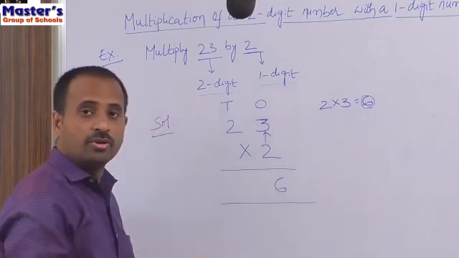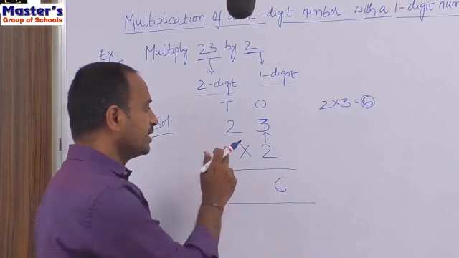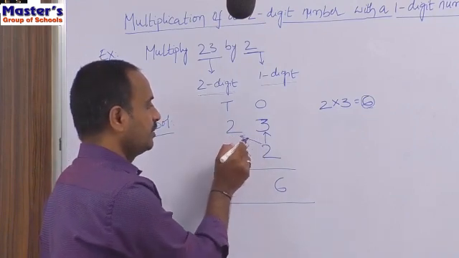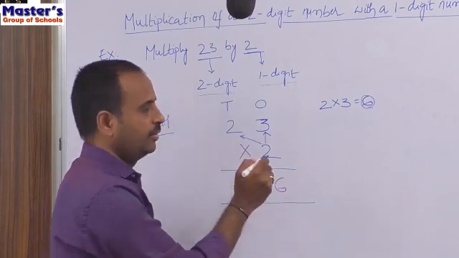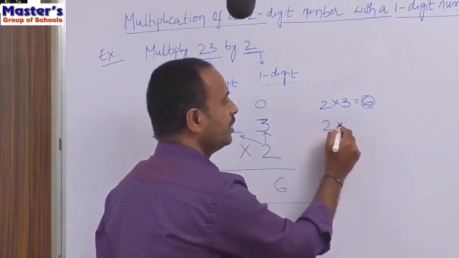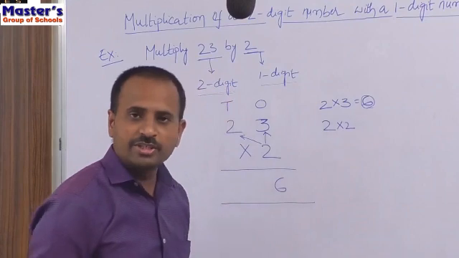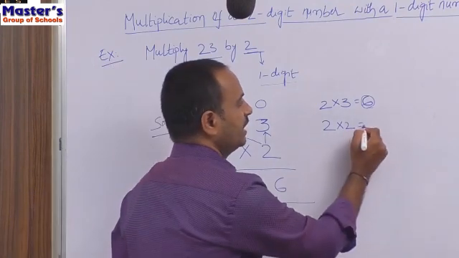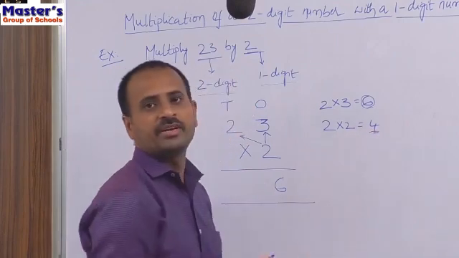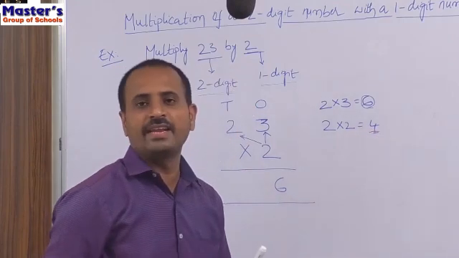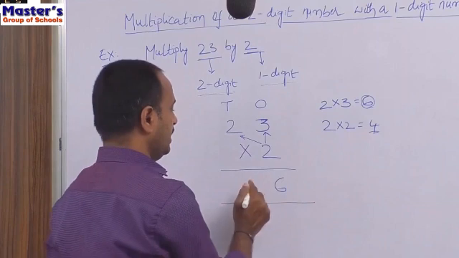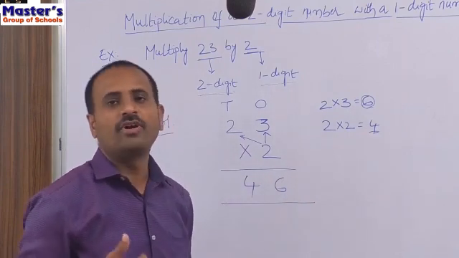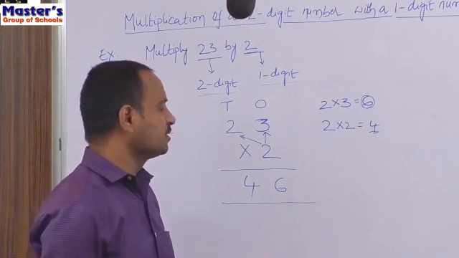Now go to the 10's place. Multiply the digit present in the 10's place with 2. First multiply 2 with 2, that is 2 into 2. Children, how much is 2 twos? 2 twos are 4. Here 4 is a single digit number and there is no need to carry. So write the 4 under 10's place. So the answer is 46. The product is 46.